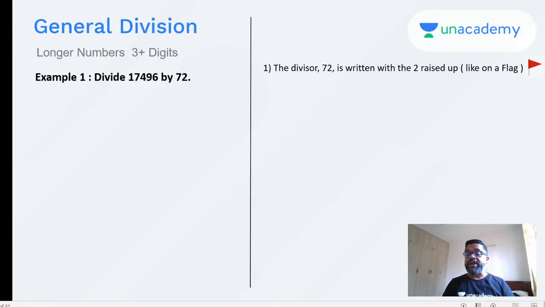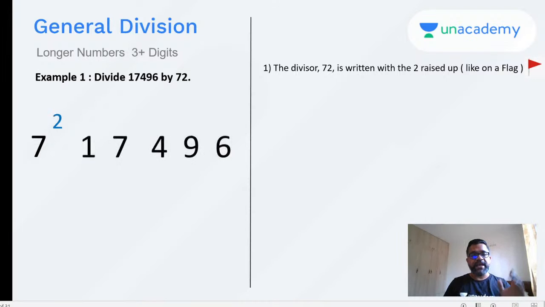Now my divisor is 72 here, so I'm going to write it like this. 7 and 2 is going to be on my flag. So remember the term flag, I will use it often. When I say flag, you're going to put it slightly on top, up there on top. You're not going to forget it, but it's going to be there. And this is my number, 17496.